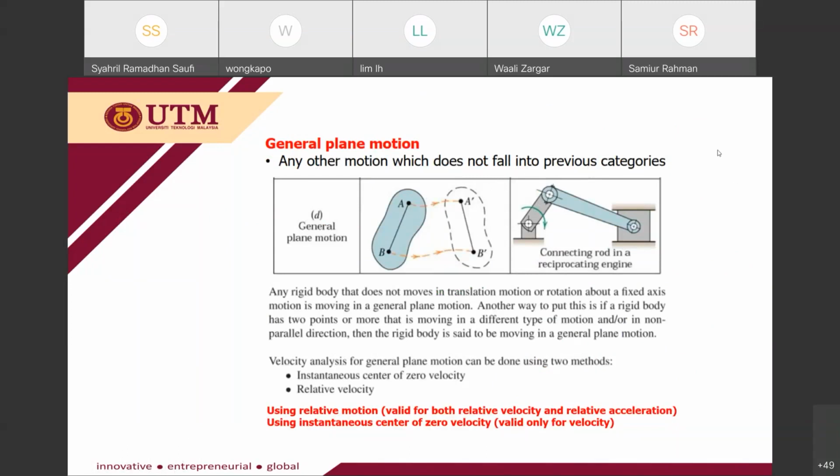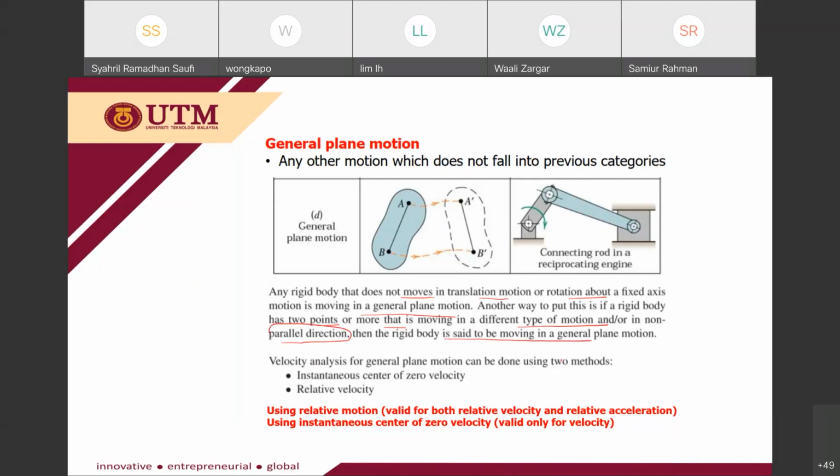Okay, guys. So let's have a look at another motion, which is general plane motion. If you notice your rigid body does not move in translation motion or rotation about a fixed axis motion, it moves with general plane motion. Another way to put this is, a rigid body has 2 points or more that are moving in different types of motion in non-parallel directions. Then the rigid body is said to be moving with general plane motion.